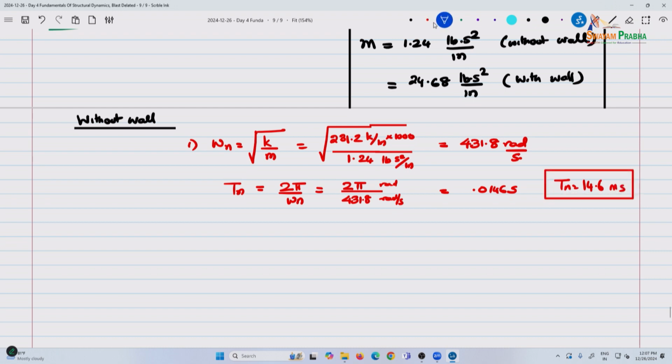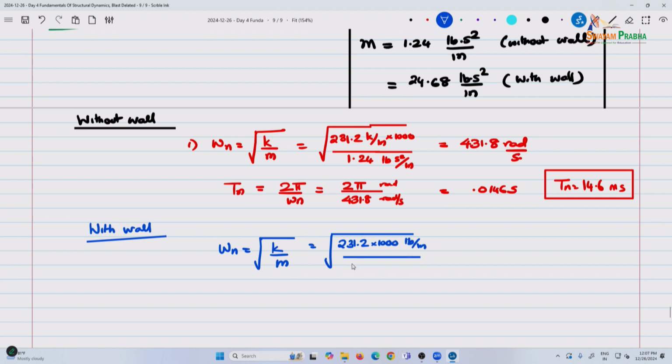Let's add this with wall. Help me here, please. And let's see how the dynamic footprint changes. So, this time if the math is wrong, it's on you. 1000 pounds per inch divided by how much we said, 24.68. So, what is this number and what is Tn?